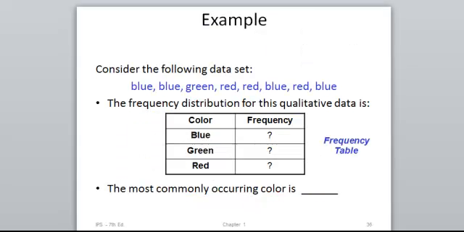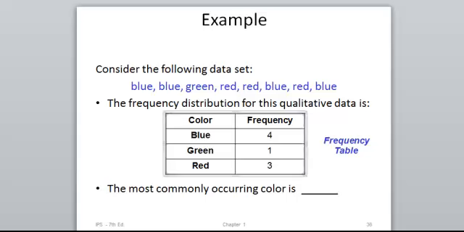So here we have an example. This is our raw data, these different colors: blue, blue, green, red, red, blue, red, blue. And we're going to make a frequency distribution for this qualitative data. So we're just going to put in, so we count how many blue and we put that number in. So there were 4 blue, 1 green, and 3 red.